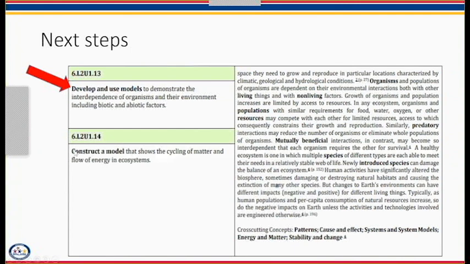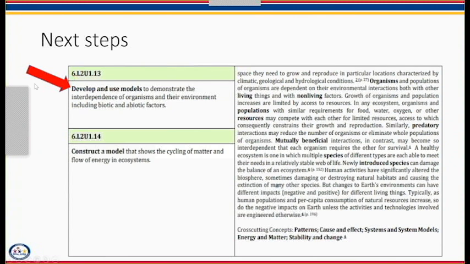And in the standards document, you'll see that it is bold. It is at the beginning of the standard. Now, looking at the standard, develop and use models to demonstrate the interdependence of organisms and their environment, including biotic and abiotic factors. Is this the only science and engineering practice that they are going to use? Probably not. They may need to analyze and interpret data as they're using their model. Maybe they needed to obtain and evaluate information before they could even build their model.